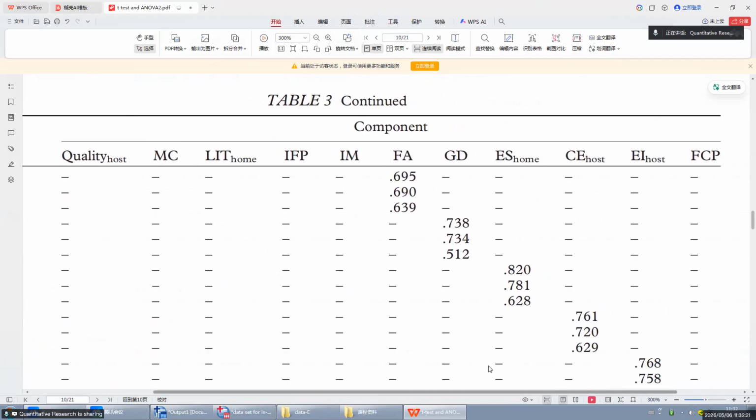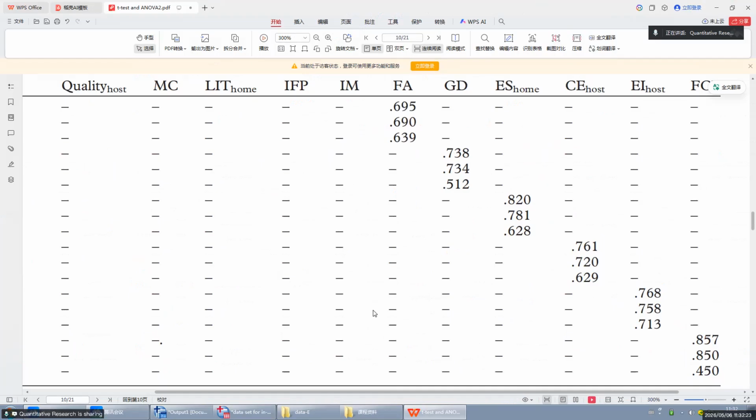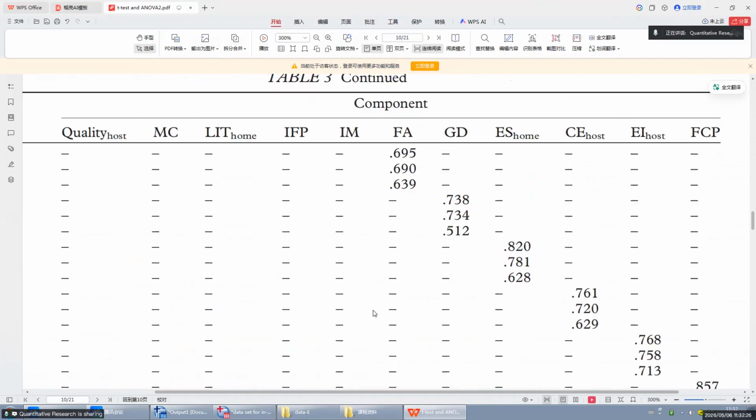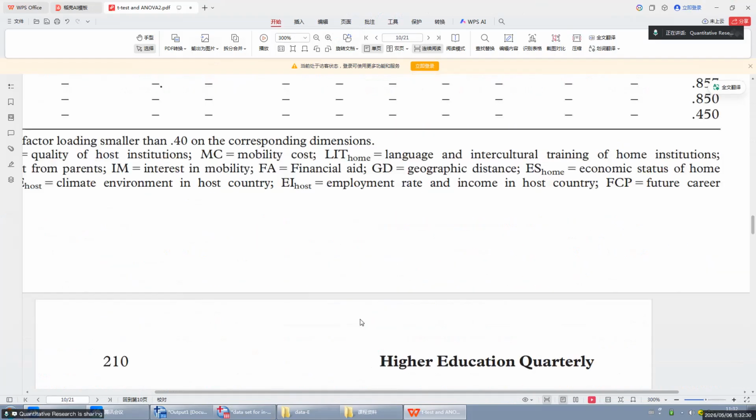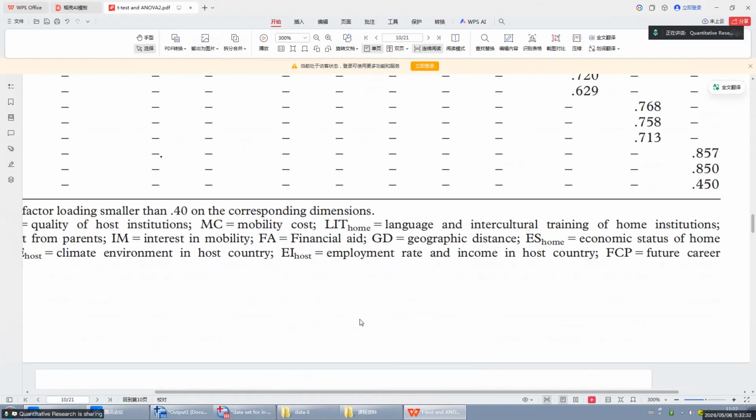take a look. What's this? What's this? This is EFA, right? This is EFA.